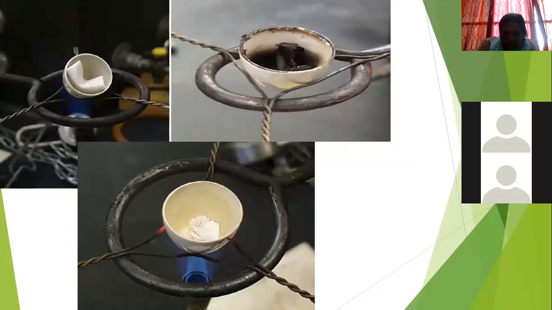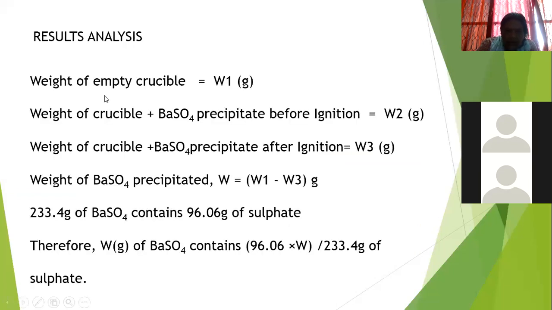After you do this, you should do the calculation. You take the screenshot of this. So see here, weight of the empty crucible, let it be W1 gram. Weight of the crucible plus barium sulfate precipitate before the ignition, let it be W2. Weight of the crucible plus barium sulfate precipitate after ignition is W3.